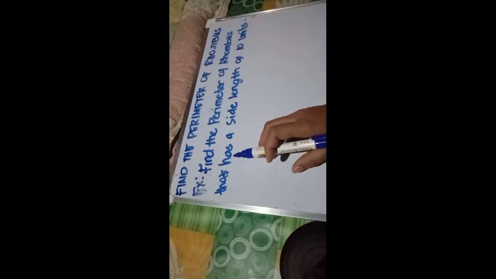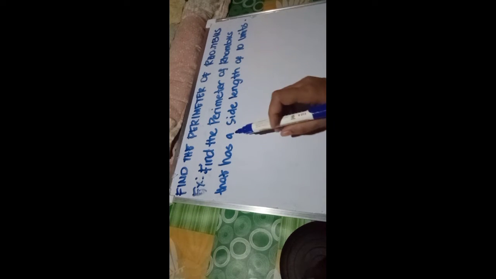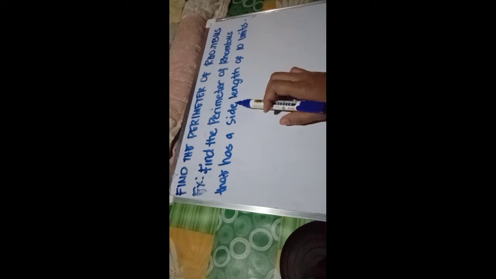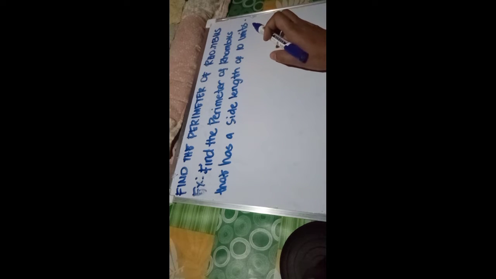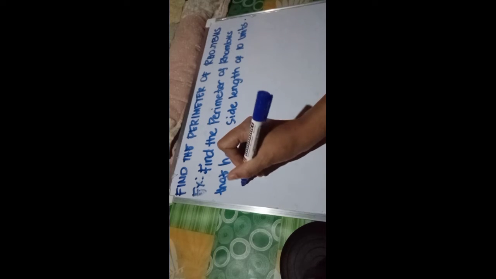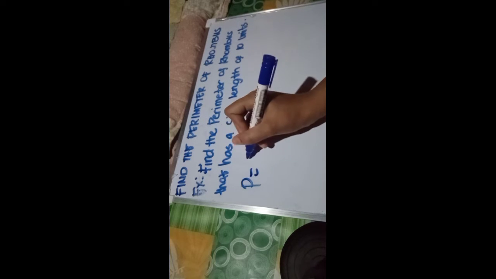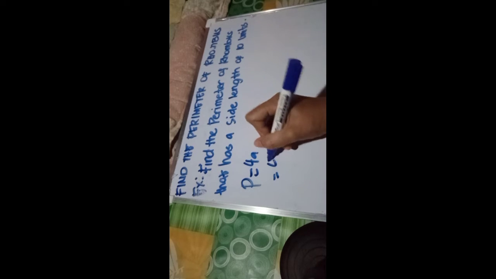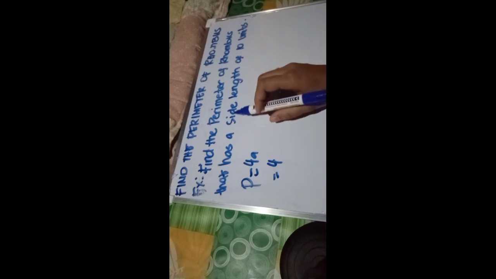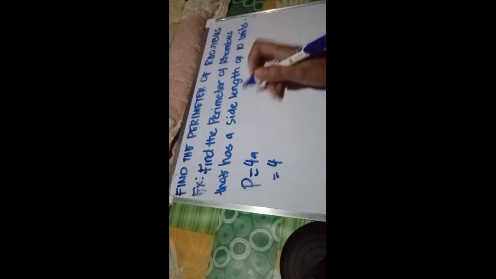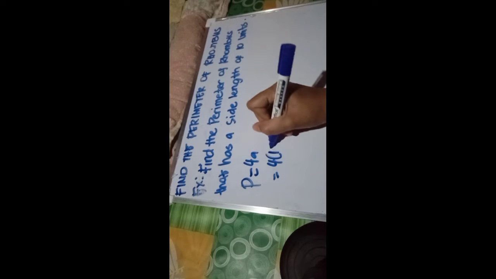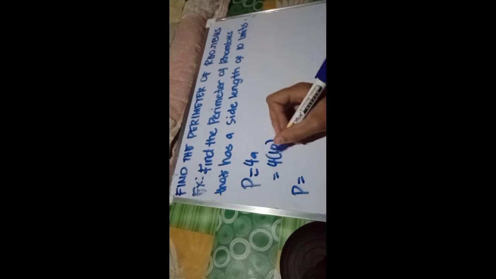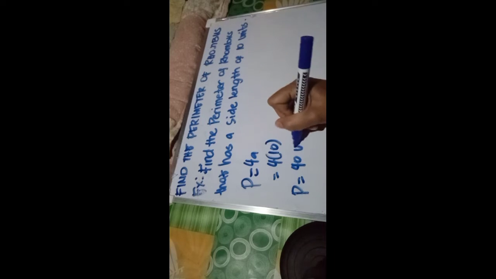So let's have the examples of the rhombus. Find the perimeter of a rhombus that has a side length of 10 units. So our formula is perimeter of a rhombus equals 4A. So equals 4 times our side length of the rhombus, that is 10 units. You're going to multiply by 10. So our perimeter of the rhombus is 40 units.